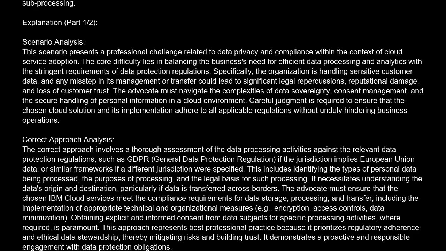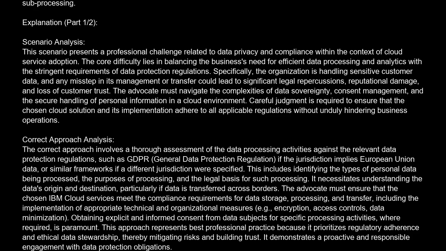The correct approach involves a thorough assessment of the data processing activities against the relevant data protection regulations, such as GDPR, General Data Protection Regulation, if the jurisdiction implies European Union data, or similar frameworks if a different jurisdiction were specified. This includes identifying the types of personal data being processed, the purposes of processing, and the legal basis for such processing. It necessitates understanding the data's origin and destination, particularly if data is transferred across borders.